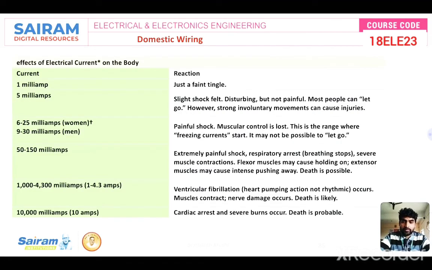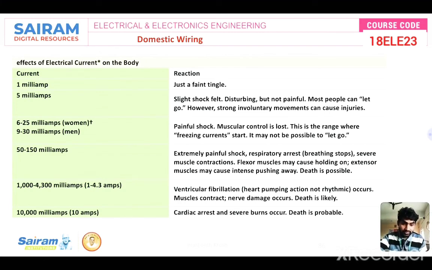And in domestic wiring, we have the effect of electric current on the body. So 1 milliamp is just a faint tingle, I mean just a mild effect. And 5 milliamps, slight shock felt, disturbing but not painful. Most of the people can let go, however a strong involuntary movement can cause injuries, only injuries, okay. And here 6 to 25 milliamps, painful shock, okay. And freezing current. 50 to 150 milliamps, extremely painful, respiratory arrest may occur, severe muscle contractions.